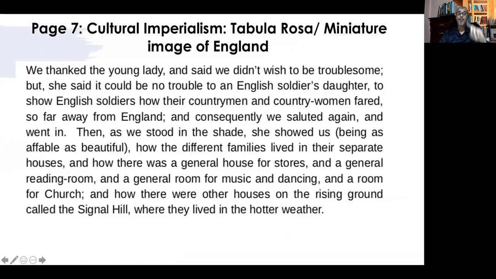And I'm going to explain some of the concepts that have to do with imperialism here, ladies and gentlemen. The first concept is cultural imperialism, okay? And tabula rasa, that I will explain later, and a miniature image of England. Let me explain this, ladies and gentlemen. What is cultural imperialism? It means you go to a place and then you colonize it, right? Culturally, you bring your culture there.